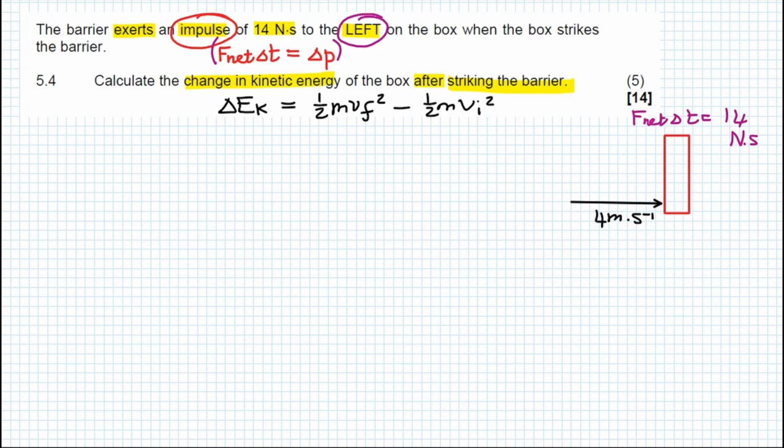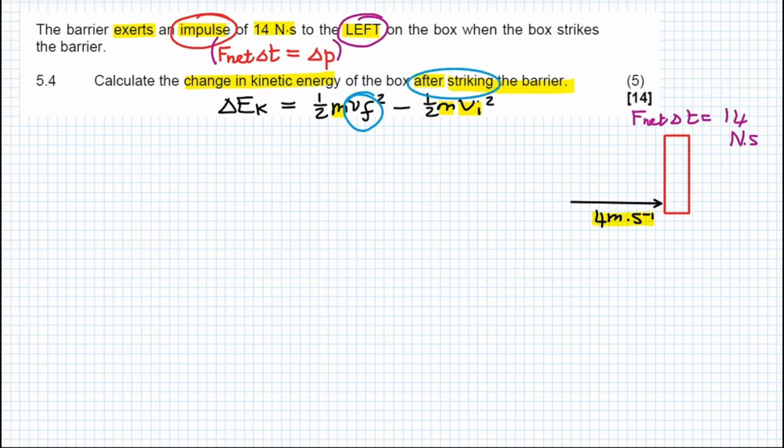need the mass, which we have. We need the initial speed or velocity, which we have as 4 meters per second, but we are missing the value of the final velocity. We don't know what the final speed of the object is going to be after striking the barrier.